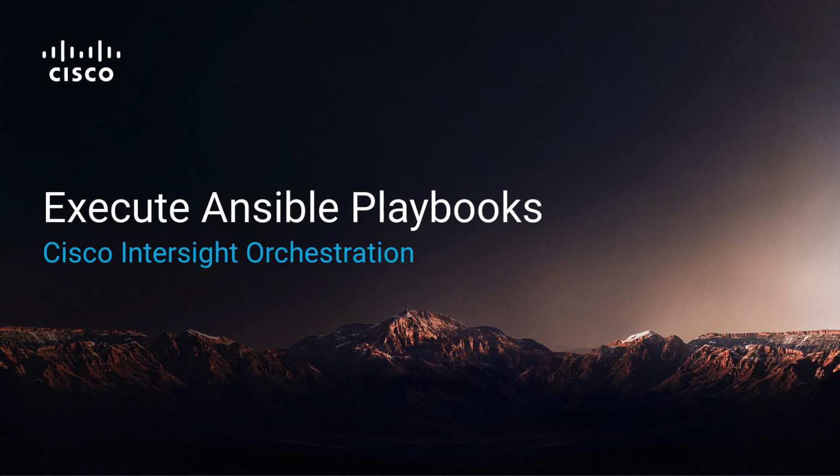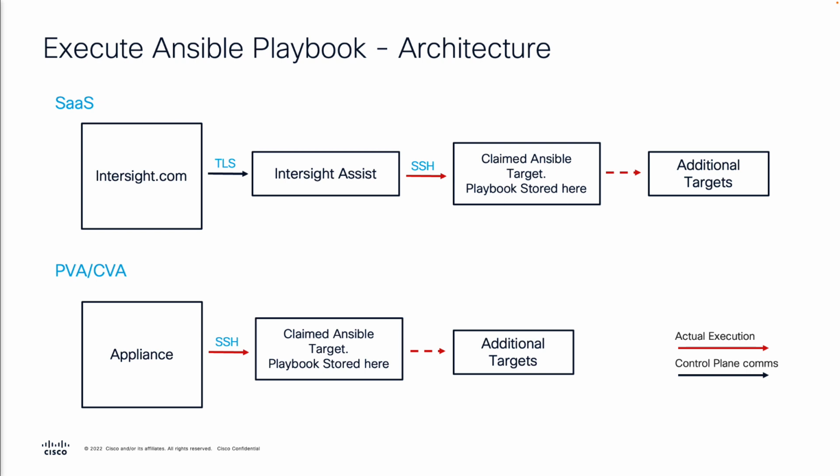In this video, we are going to explore how to execute Ansible playbooks within Intersight Orchestration. If you're using Intersight.com, you will need to have an Intersight Assist claimed and in connected state. The Assist will then reach via SSH your claimed Ansible target. This is where your playbook needs to be stored.